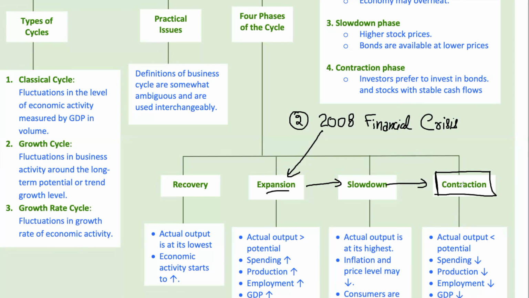Banks tightened lending, businesses cut back on investments, and consumer confidence dropped sharply. This led to a significant contraction in economic activity, high unemployment, and a deep recession. The recovery phase that followed involved substantial government interventions and monetary easing to stabilize the economy.